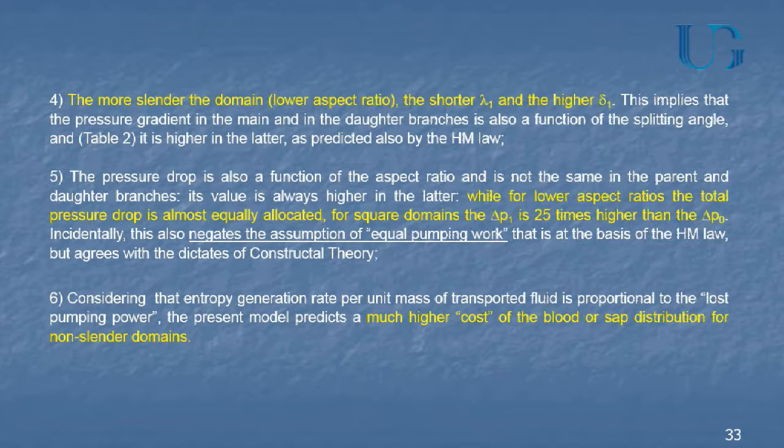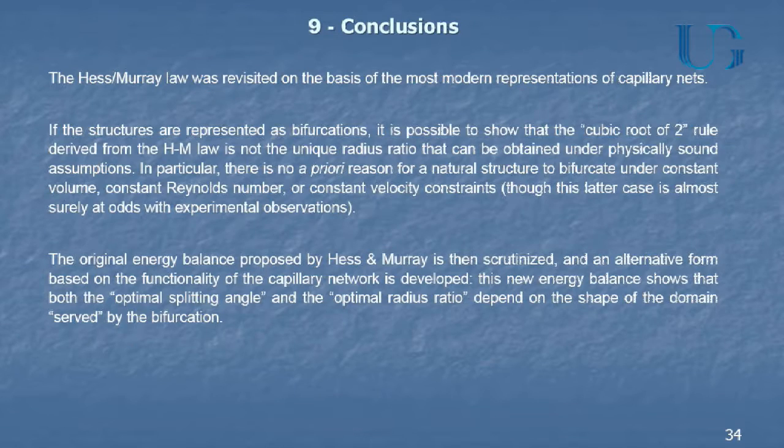Go ahead. Now, the conclusions. Hess-Murray law is not the law which rules blood supply or sap supply in bifurcations. There are many other laws, actually an infinite number of laws which you can generate, and it's not necessary that the Hess-Murray law gives you the lowest entropy generation rate.